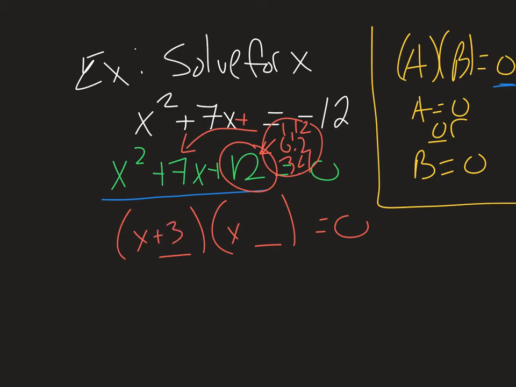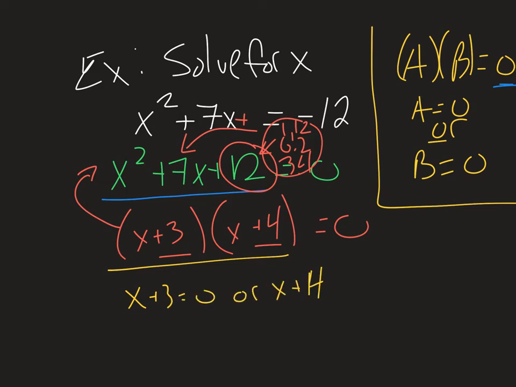So x plus 3 and x plus 4. If you're not sure, feel free to FOIL this thing out and just check. Make sure that you get the same thing up here. Now, if you accept that this is true, then I can say x plus 3 has to equal 0, or x plus 4 has to equal 0. One of these two things must be true. So x equals negative 3 or x equals negative 4.